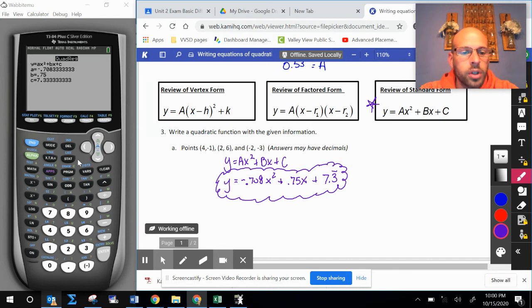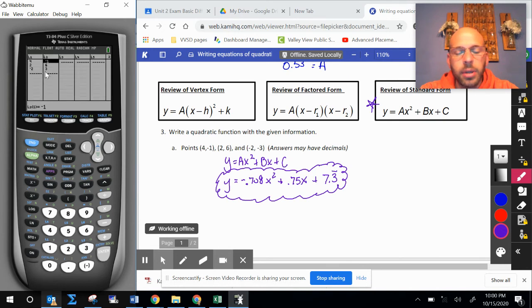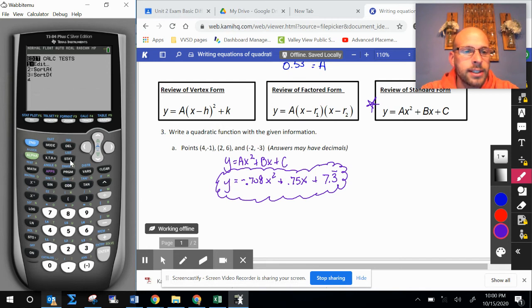So again, just one more time of how I did it in the calculator. Click Stat, Edit, type in your values, x comma y, x comma y. Then you're going to click Stat, slide over to the Calculate menu. Number 5 is quadratic regression. Press Enter. If you go down to Calculate and you press Enter, it gives you the A, B, and C for that quadratic.